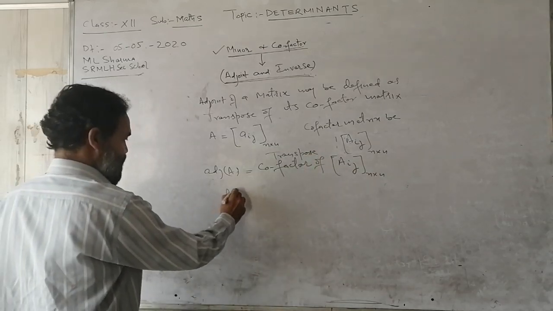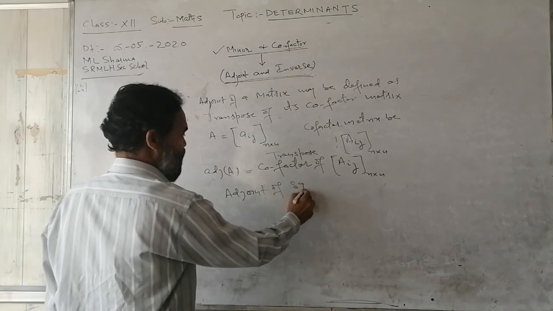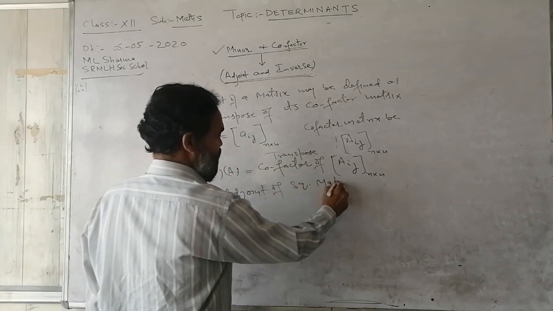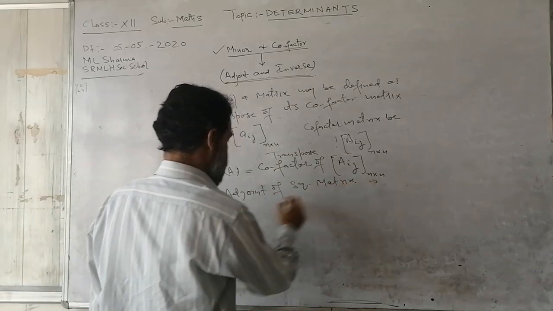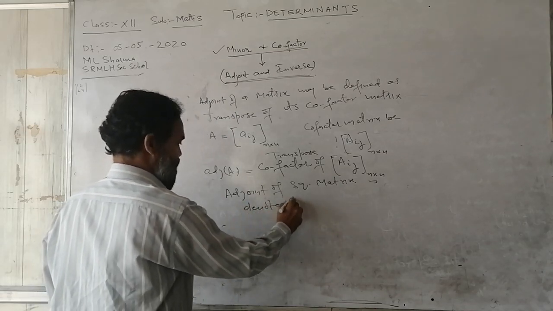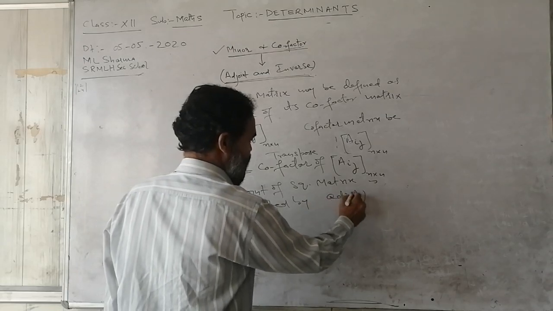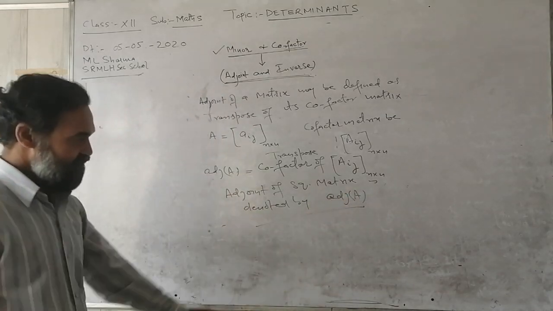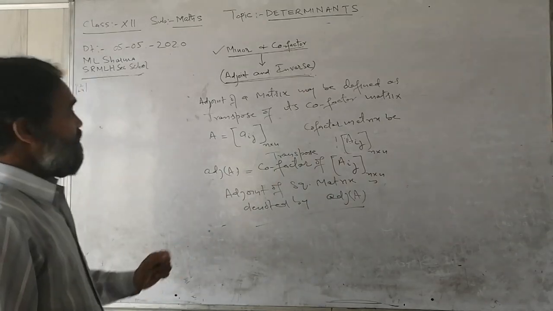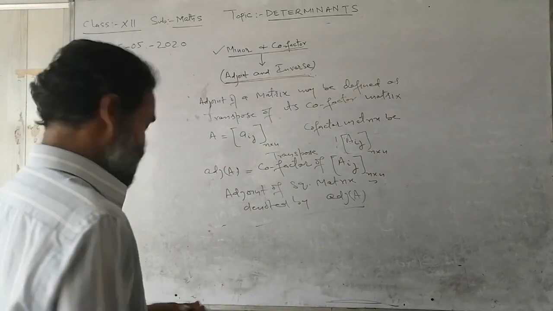The adjoint of a square matrix is denoted by this symbol, adjoint A. So this is the notation used for the adjoint of a matrix. So let me take an example.